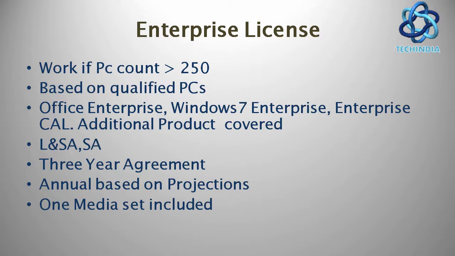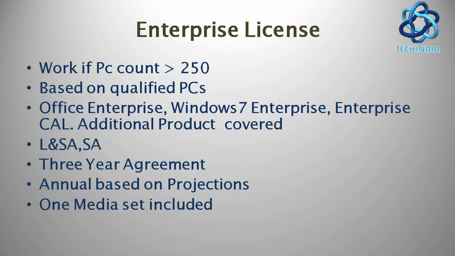Next is Enterprise license. Here also it works if PCs are more than 250, based on qualified PCs. What do we mean by qualified PCs? Windows-loaded PCs we can call qualified PCs. Linux, Mac and all we call non-qualified PCs. For example, in my company I have 250, but I have only 50 Windows, the remaining are Linux and Mac. Then that won't count as more than 250. There are only 50 PCs we can calculate as qualified PCs.